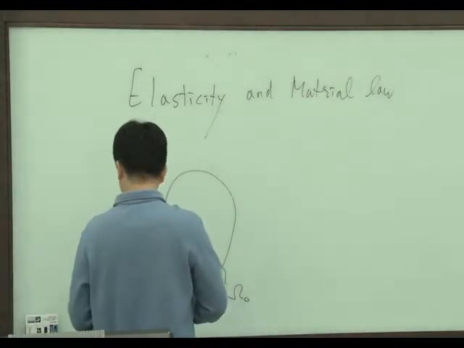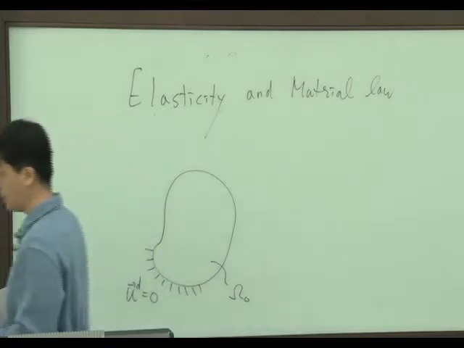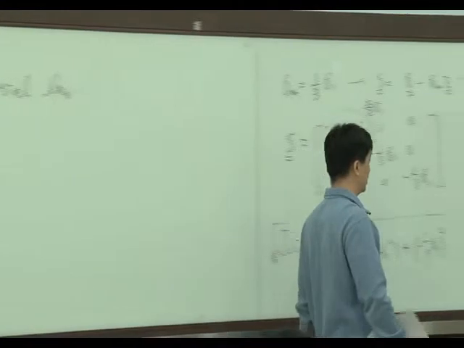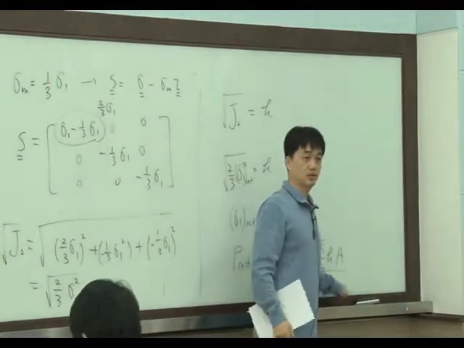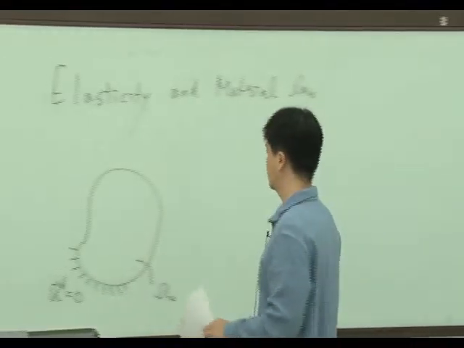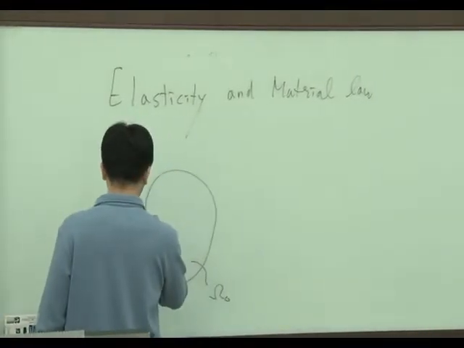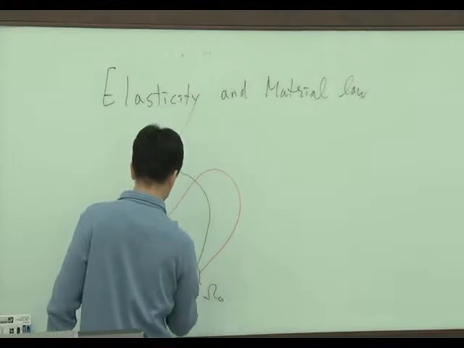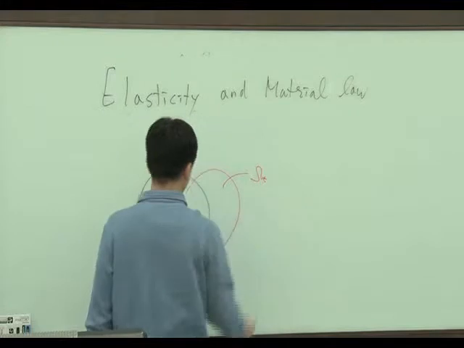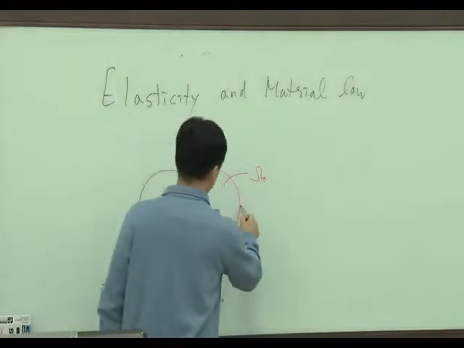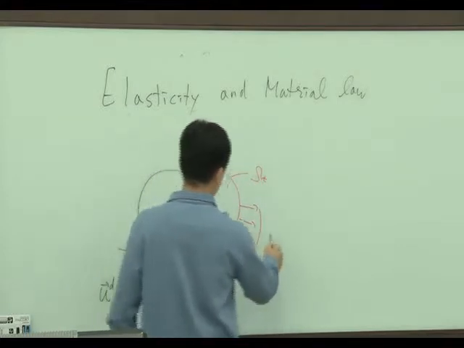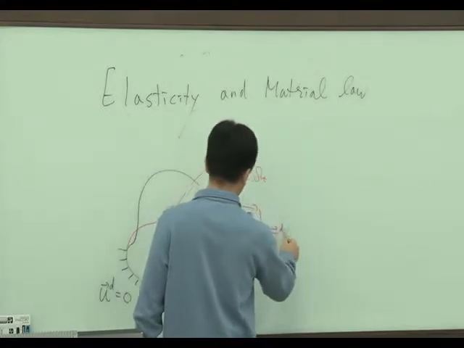And after applying some force, two kinds of force are possible: body force and surface force. This body will deform. So this is a deformed body, omega t. And this is just the external force. Let's say T, D.